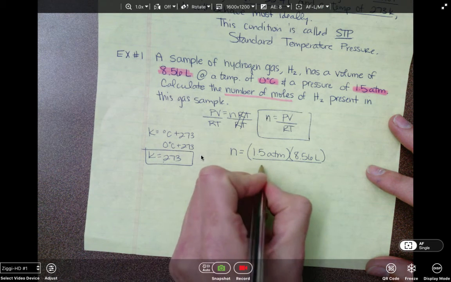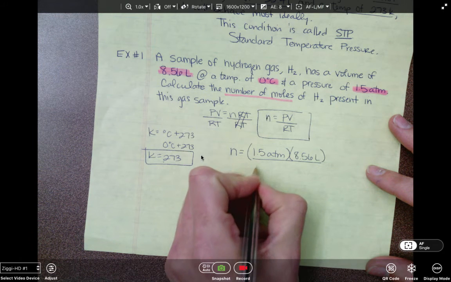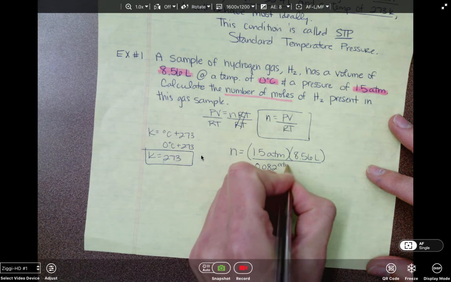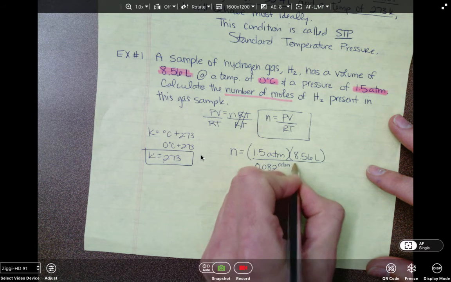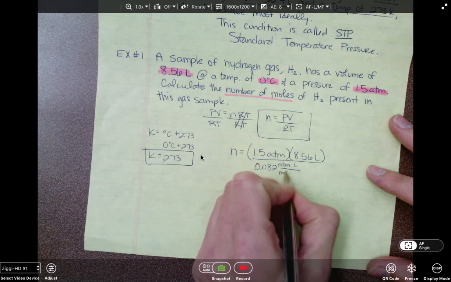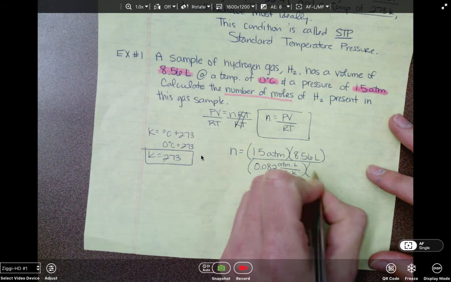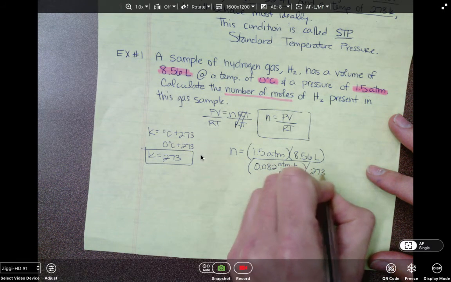And then my R is that value that I just calculated, 0.082, and I have to write all of those units. Yes, it matters. And then my temperature is 273 Kelvin.